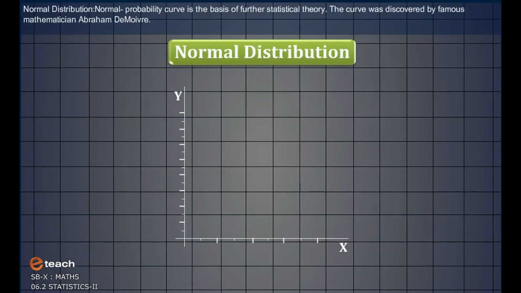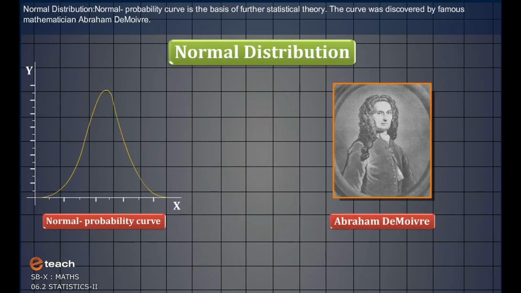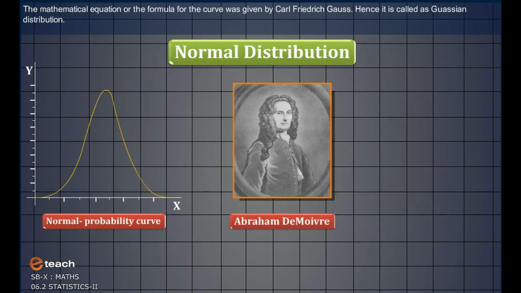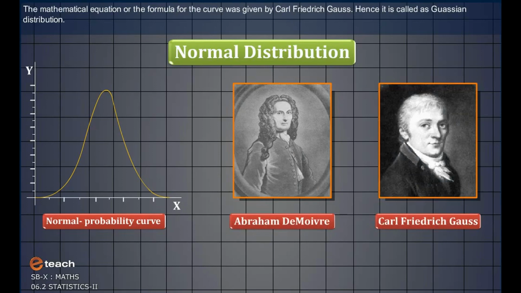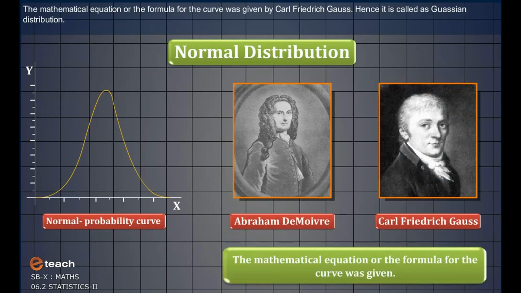Normal distribution. Normal probability curve is the basis of the further statistical theory. The curve was discovered by the famous mathematician Abraham De Moivre. The mathematical formula for the curve was given by Carl Friedrich Gauss. Hence it is called Gaussian distribution.